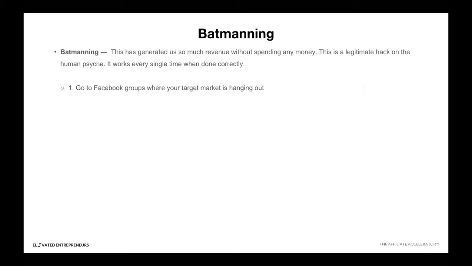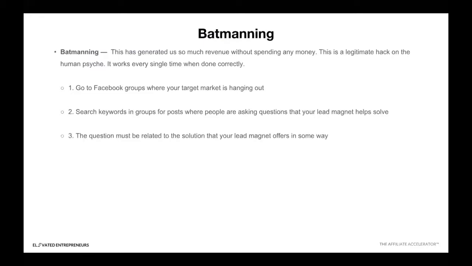So the first step is you go to a Facebook group where your target market's hanging out. For example, it could be ClickFunnels, in this case, for our example that we've been going on. Secondly, you search keywords in the group for posts where people are asking questions that your lead magnet helps solve. And then you make sure the question's related to the solution that your lead magnet offers, and then you comment on those posts.